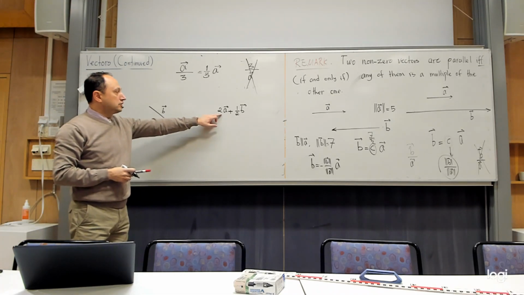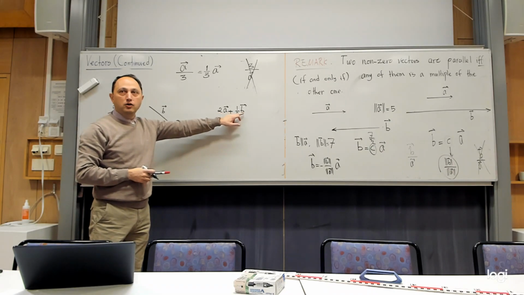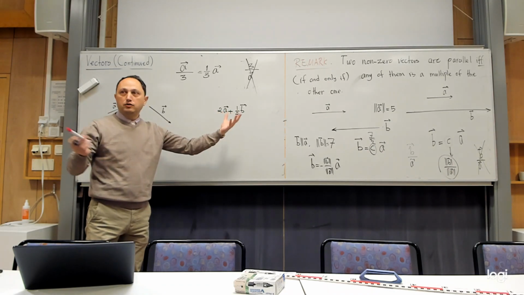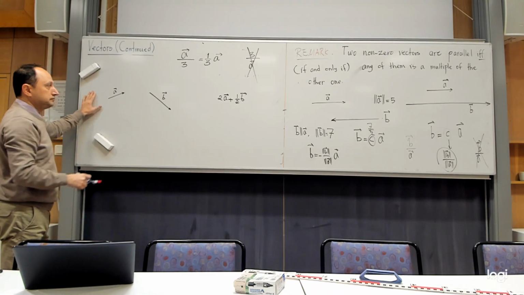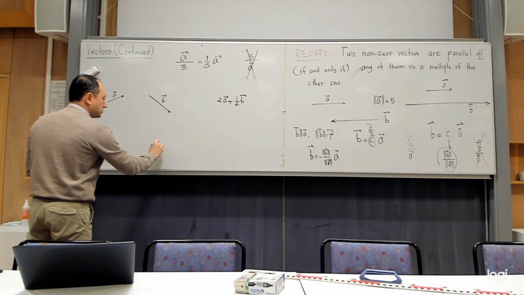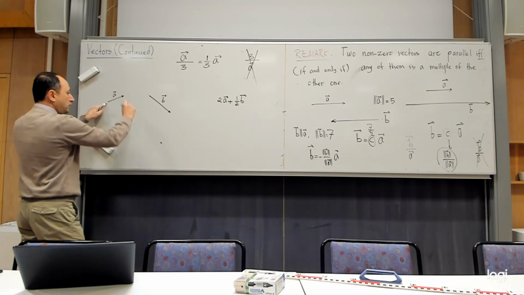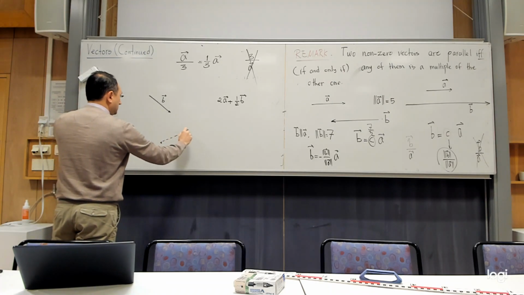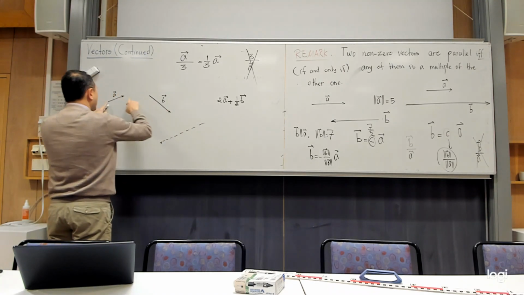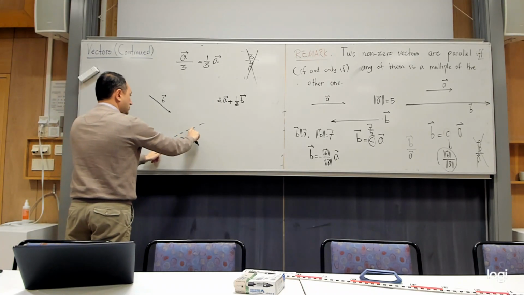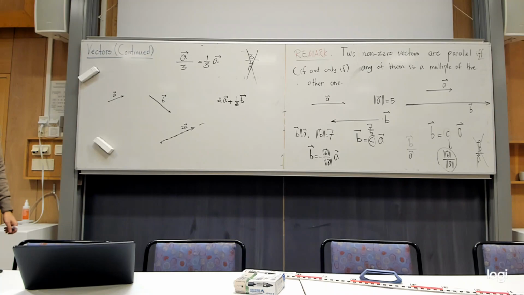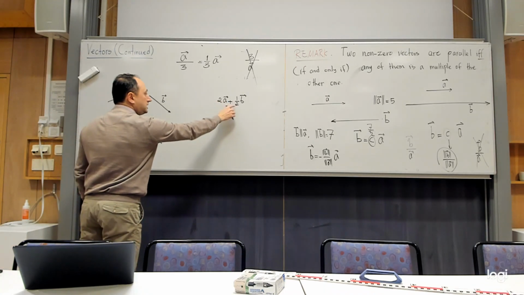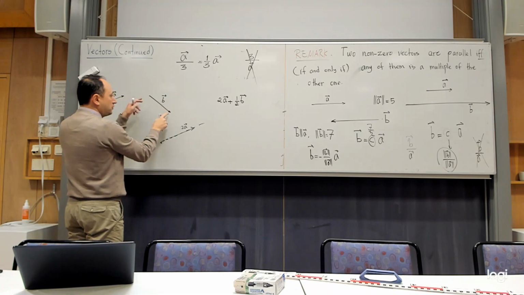I know how to draw 2a. I know how to draw 1/2 b. These are two new arrows, then I add them. Yes? How? What is 2a? For 2a, I draw a line parallel to a. Because 2 is positive, I take this one 1 time, 2 times. You can use GeoGebra to do it very precisely. Then this becomes 2a.